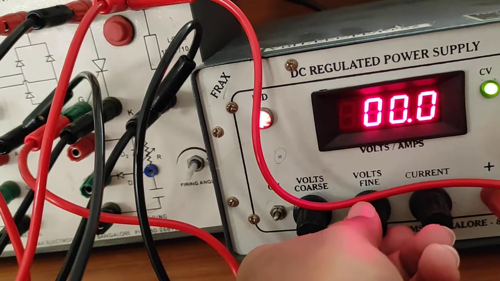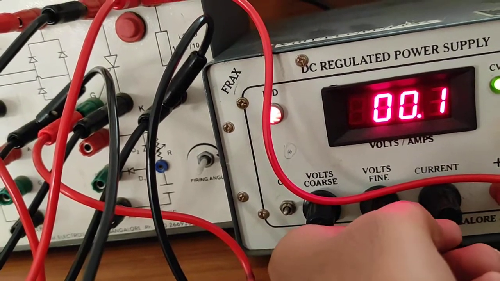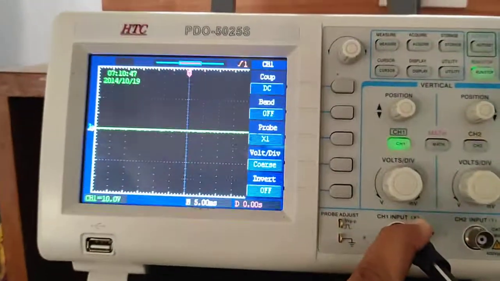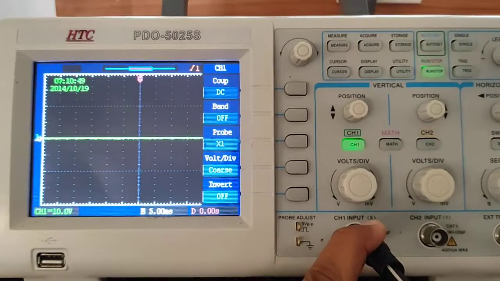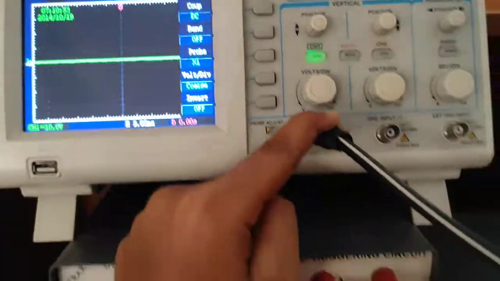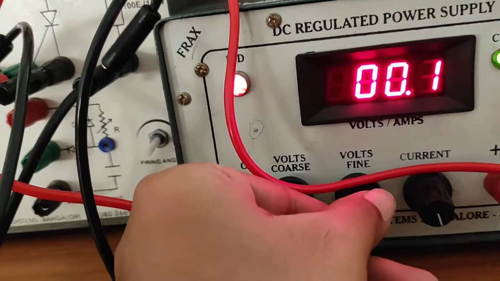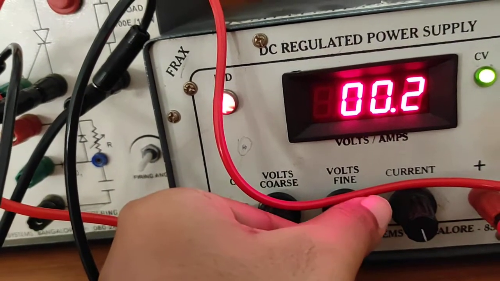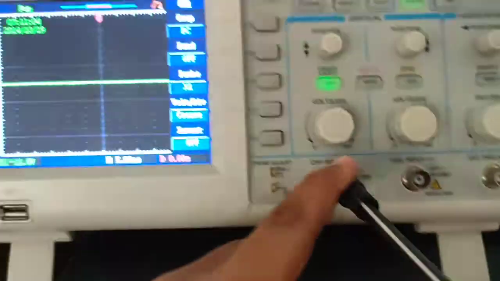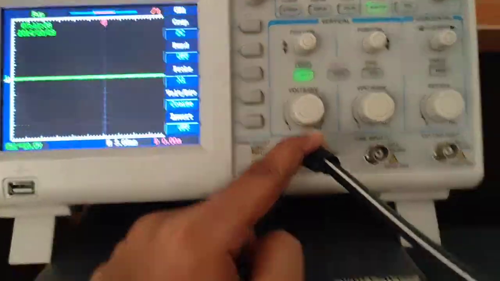So, make this voltage 0.1 volts and check the output voltage or the output graph whether it is coming or not. It is still 0 because the thyristor is not yet turned on. So, 0.1 gate pulse is not enough to turn on the thyristor. Now, 0.2, for 0.2 volts also you can see the same, there is no output.